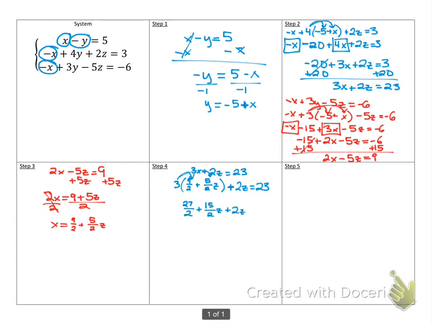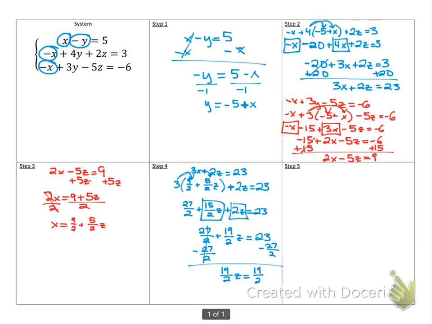Plus 2z equals 23. Now we still need to combine like terms. So we need to combine the 15 over 2z and the 2z. That will give you 19 over 2z. If you don't believe me, use your calculator. So we need to get the z by itself, which means that we actually need to subtract the 27 over 2 because it's still being added, even though it's a fraction. It's okay. So those cancel. We end up with 19 over 2z equals 19 over 2.